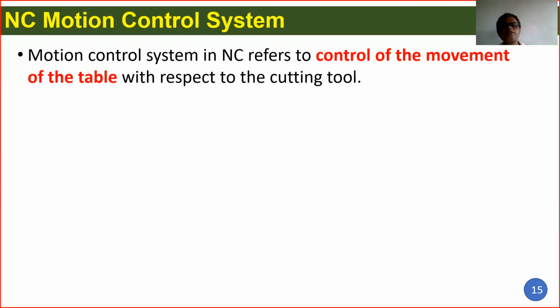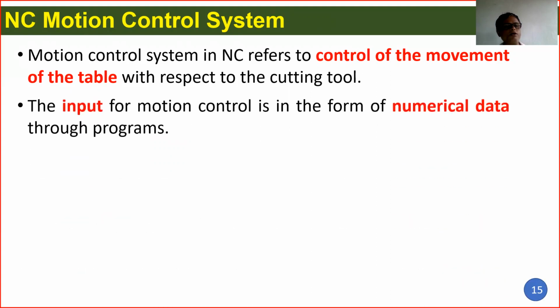Control system means how the movement of the table takes place with respect to the cutting tool. Motion control system refers to the control of the movement of the table with respect to the cutting tool. So we'll see now. The input for the motion control is in the form of numerical data through the programs.